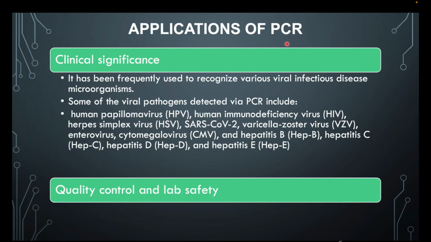Now coming to applications of PCR. So it is highly significant in the clinical area. It has been frequently used to recognize various viral infections and infectious diseases of microorganisms. Some of the viral pathogens that can be detected via PCR include human papilloma virus, SARS-CoV-2, and hepatitis E. And it is also used to check the quality of your samples, in quality control processes in the lab, and lab safety. So it is a very essential tool in the molecular biology laboratory.